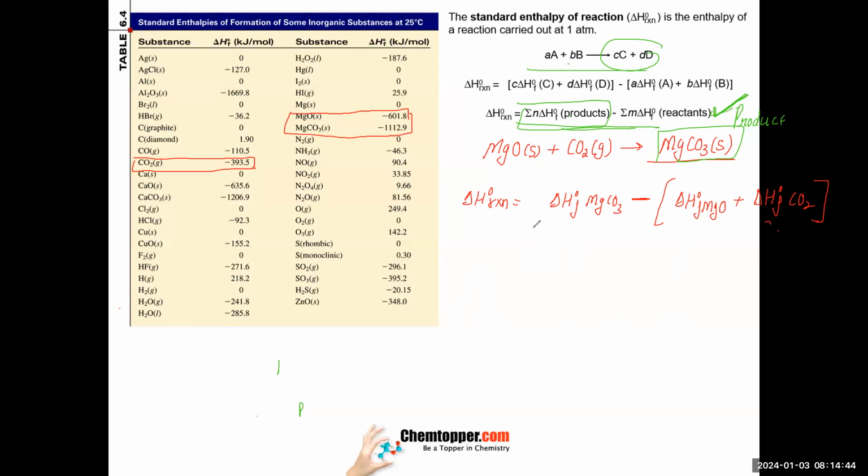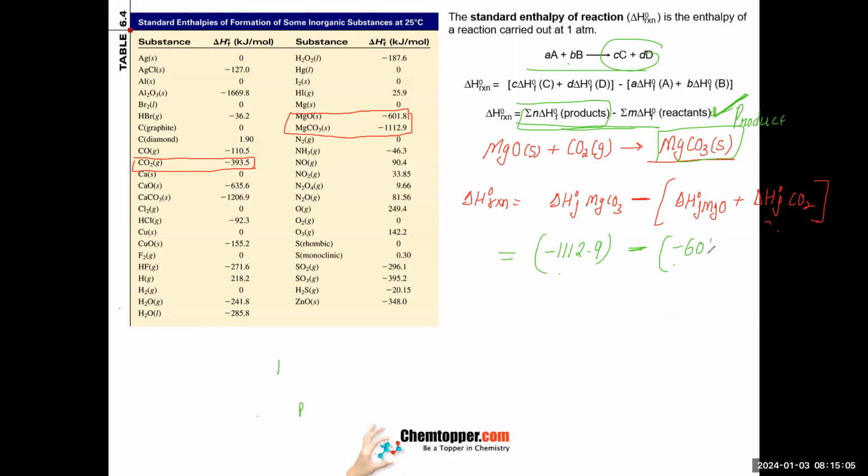So let's plug in the values. It should not be negative. Is it negative? Minus 1, 1, 1, 2. Is the value negative? Oh, okay. Then fine. Then it is exothermic.